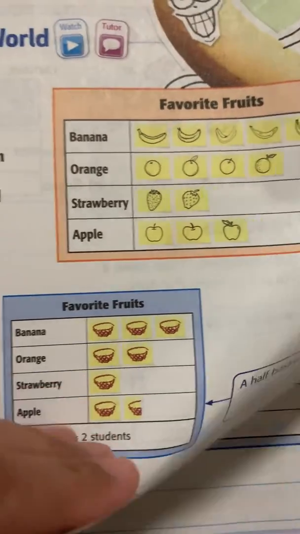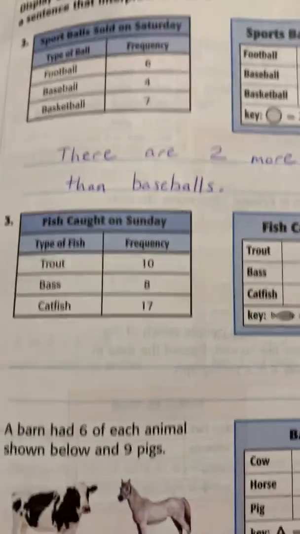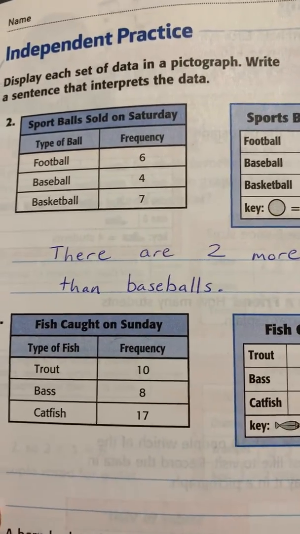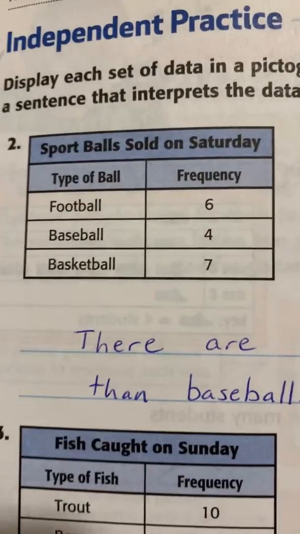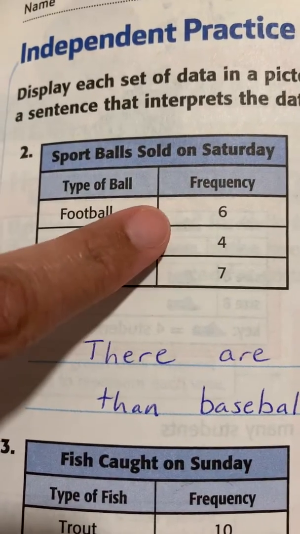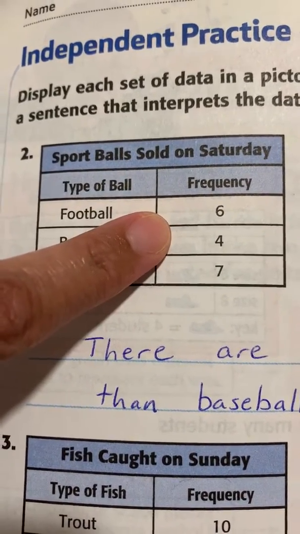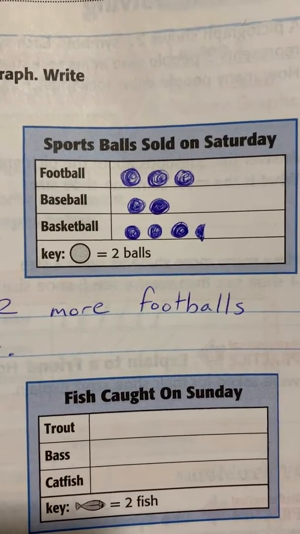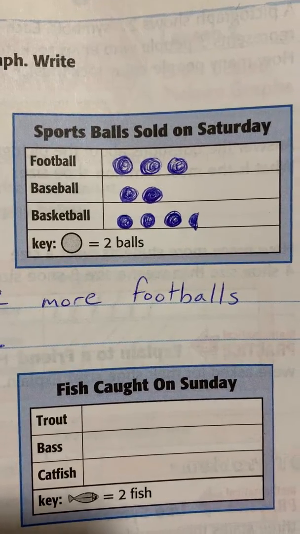Now I'm going to turn the page and show you an example of a problem. And I don't know how you did this. That's why I wanted to make sure that I can review it with you. So I had already gone over what a frequency table was as compared to a tally chart. And then if you look here, sports balls sold on Saturday.